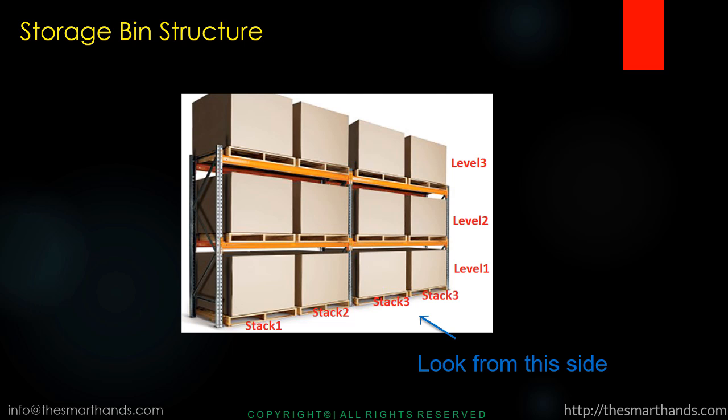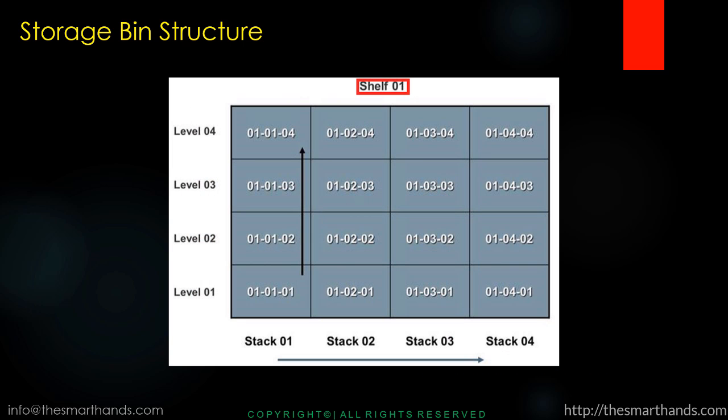So now look at this picture from this arrow side, like the screen is saying look from this side. So make sure you look from this view, the blue arrow view. When you look from this view, then just imagine this shelf like something like this. So here you can see the similar thing again, that we got level 1, 2, 3 and 4, and at the bottom we got stack 1, stack 2, stack 3, stack 4.